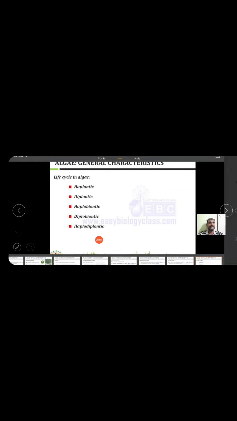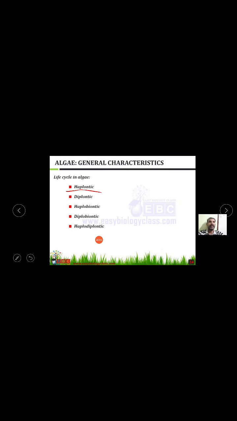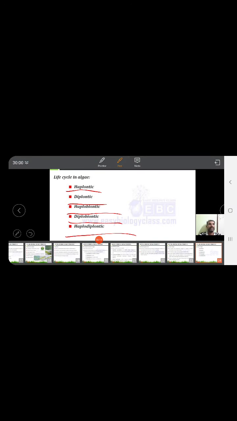So next, the life cycle: alternation of generations is present. Different types of life cycles are also present here, that is haplontic and diplontic, haplontic and diplo-haplontic. So these are the general characters of the algae.